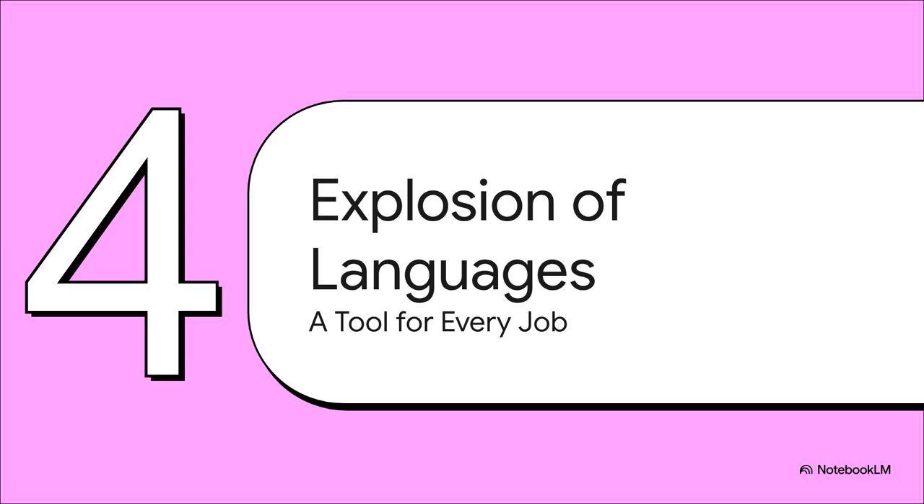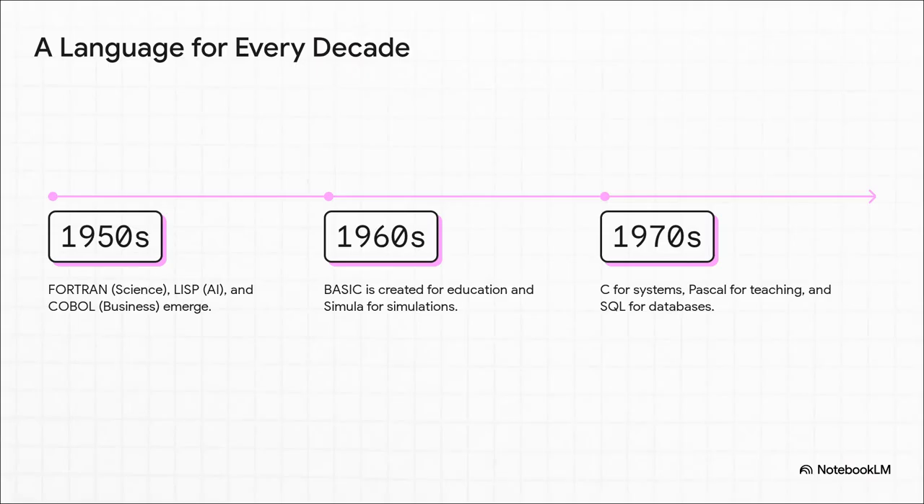All right, section 4, an explosion of languages. Once FORTRAN proved this was possible, the floodgates just opened. And this led to a new tool for pretty much every job you can imagine. And this evolution happened fast. In the 50s, you got Lisp for AI research and COBOL for business. The 60s brought BASIC for education. And the 70s? That's when we got C for building powerful operating systems, and SQL for talking to databases. You can see the pattern, right? Each one was a new, specialized tool built for a very specific job.